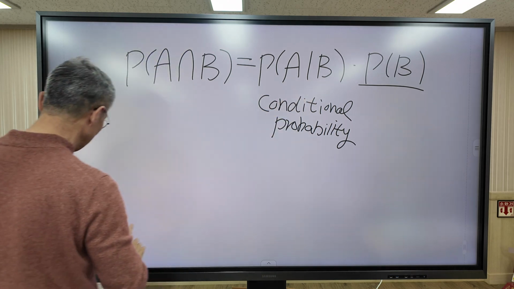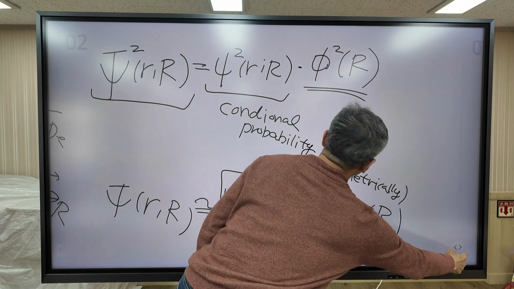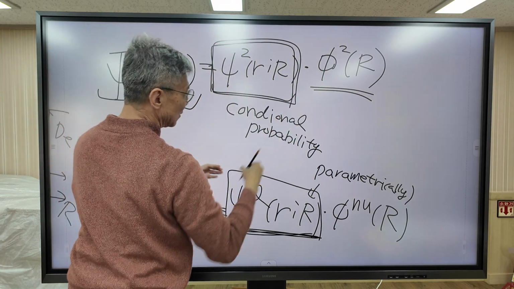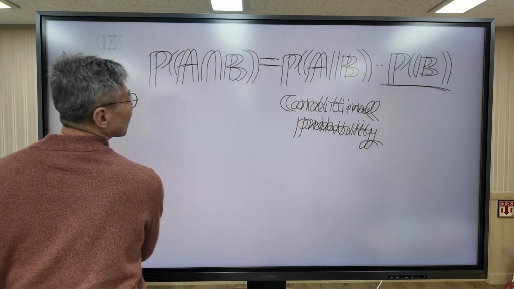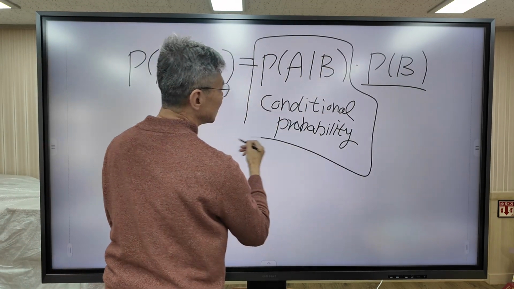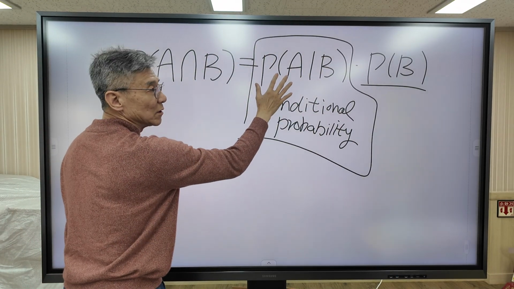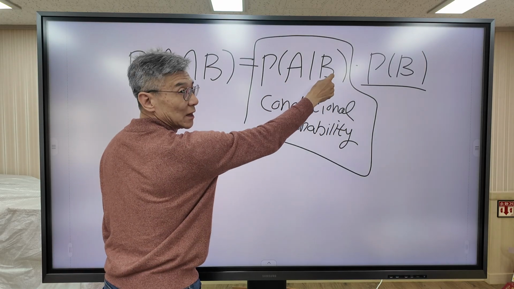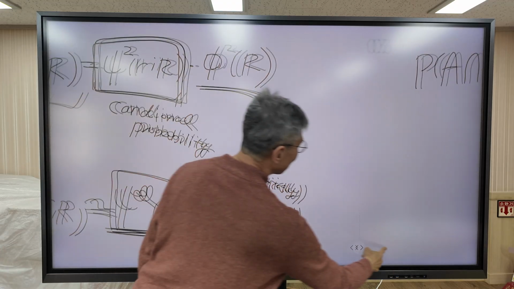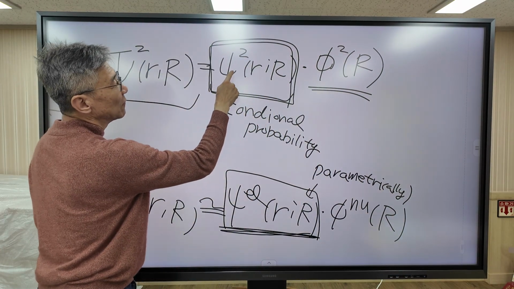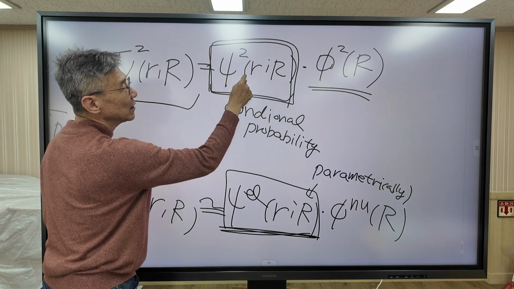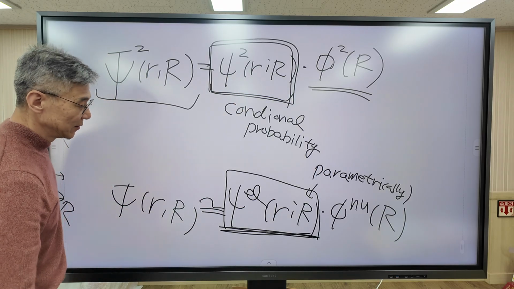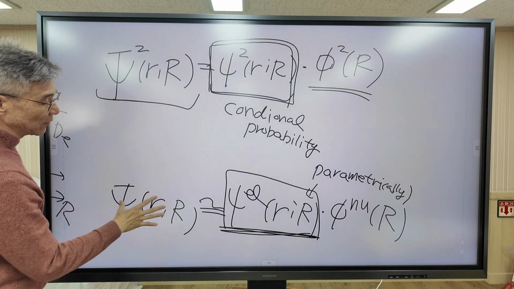This structure is very similar to this one, okay? This one corresponds to this one. So I want to say that this is a conditional probability, which means the probability of A occurring given B. This is the same. This is the probability of the electron found at small r given that the nucleus is at R. This is the molecular orbital. Okay. So this is the meaning of the wave function.